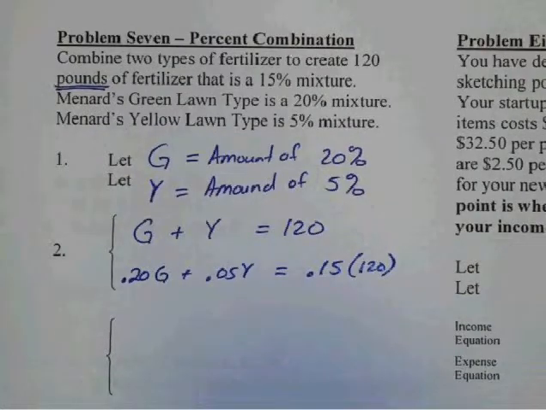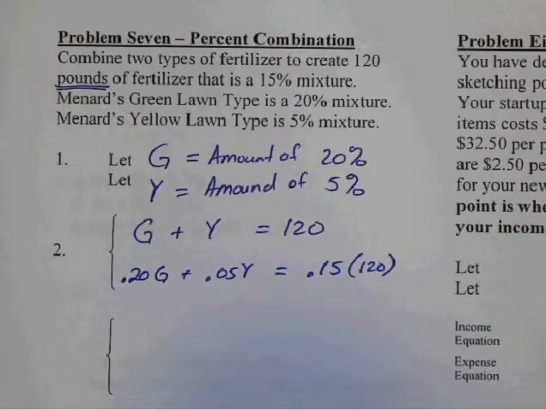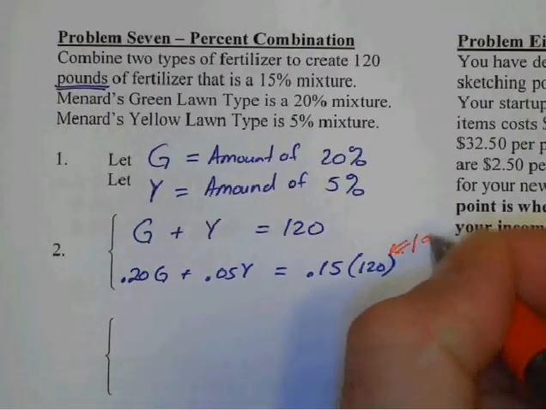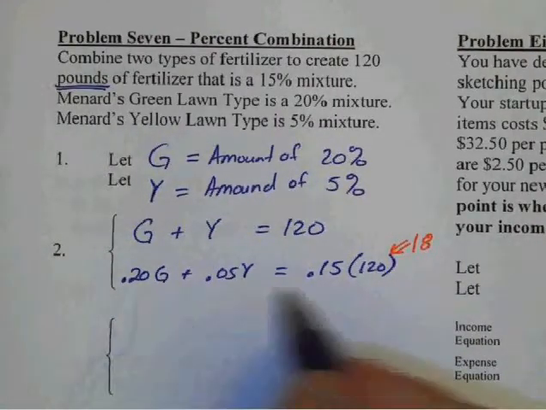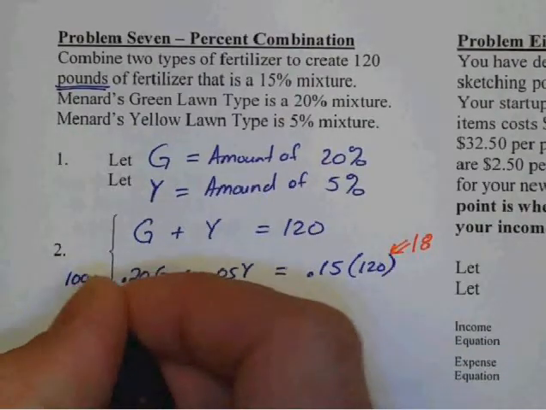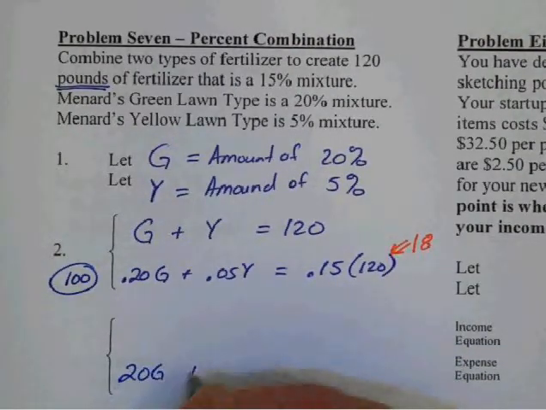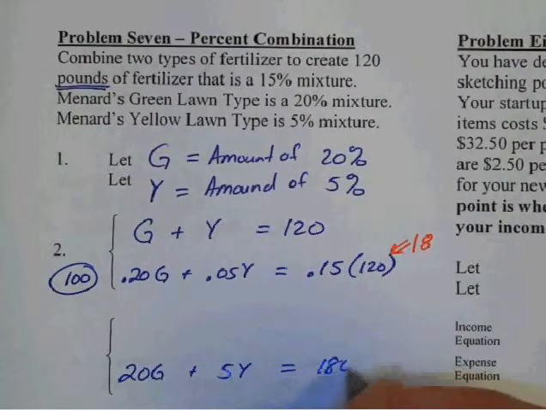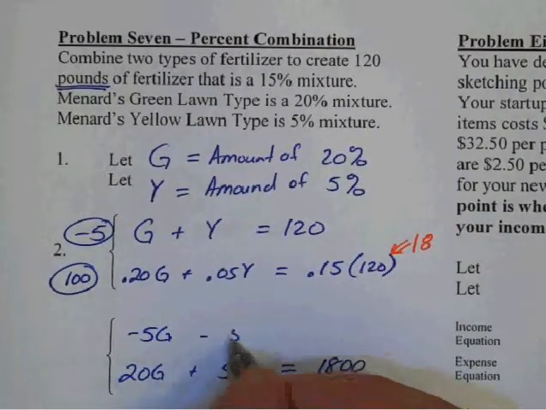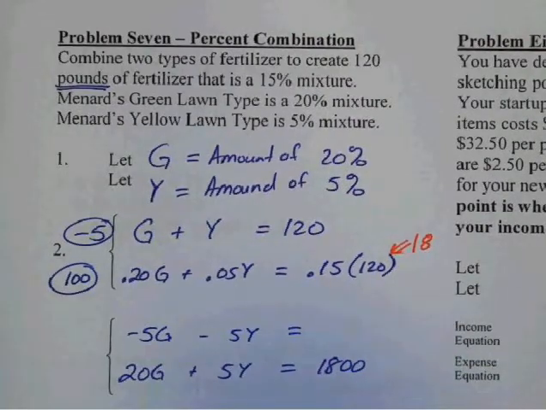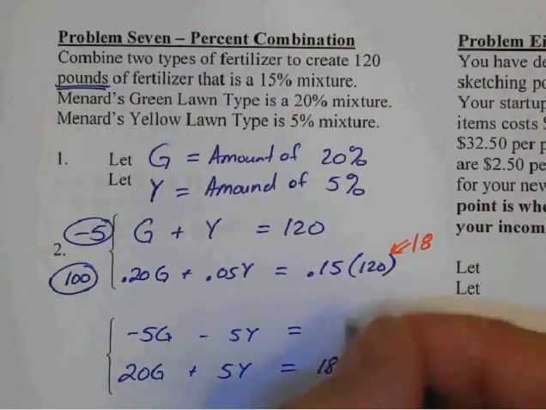Realizing in the previous one, we took our calculators and multiplied that 15% times 120, and that actually equals the value 18. Once again, if we want to get rid of our cents, we multiply everything by 100. That gives me 20G, 5Y, and 1800. I'm going to drop out the smaller variable, which in this case is Y. So I multiply by negative 5. Negative 5G, negative 5Y, and 120 times negative 5 is negative 600.